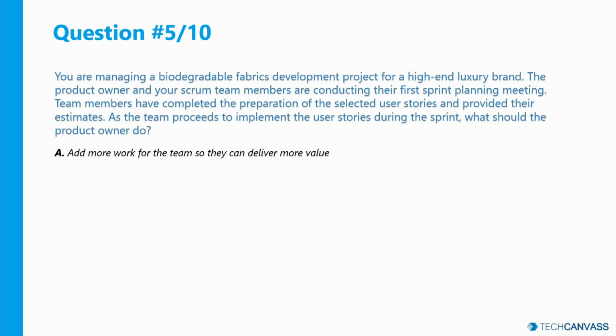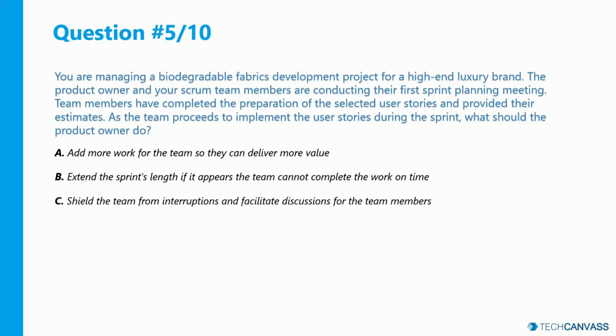Option A. Add more work for the team so they can deliver more value. Option B. Extend the sprint's length if it appears the team cannot complete the work on time. Option C. Shield the team from interruptions and facilitate discussions for the team members. And finally, option D, let the team work and answer any questions that might arise during the sprint.